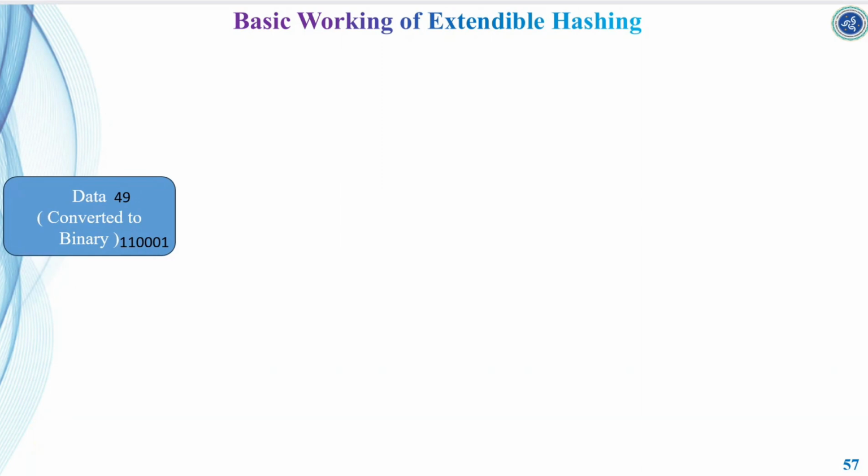Okay. Next step is we need to check the global depth of the hash directory. Here we have the global depth of the hash directory as 3. And next we have to identify the directory. So considering the global depth, which is equal to 3, and the given binary representation, 110001, the hash function considered is that we will return the last significant bits of this binary representation of the given data.